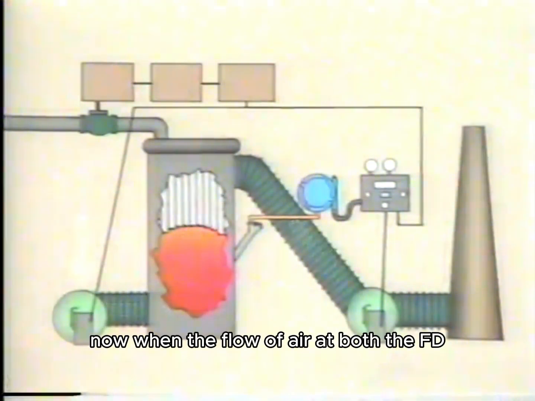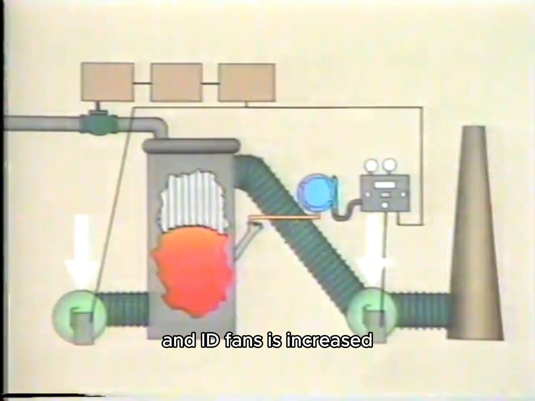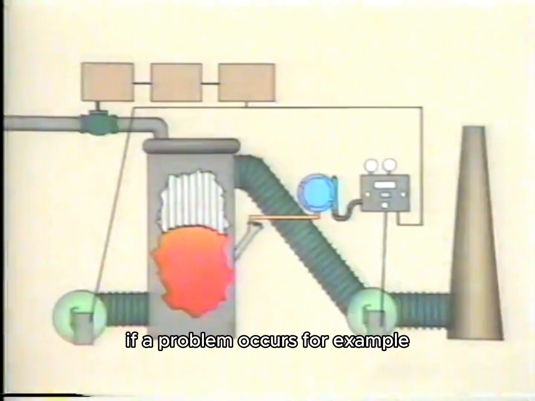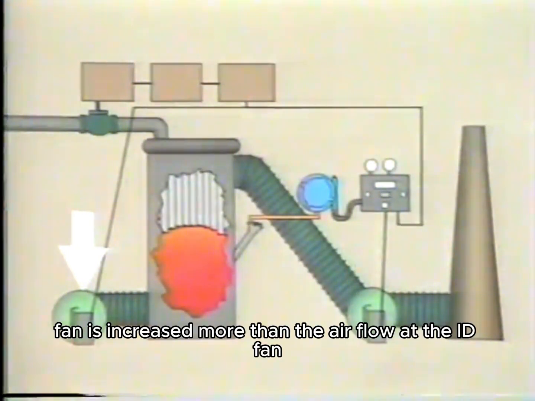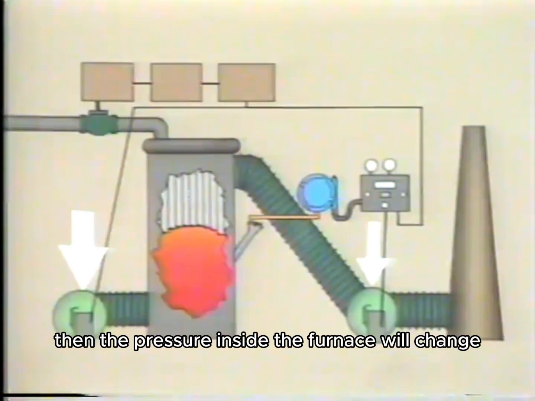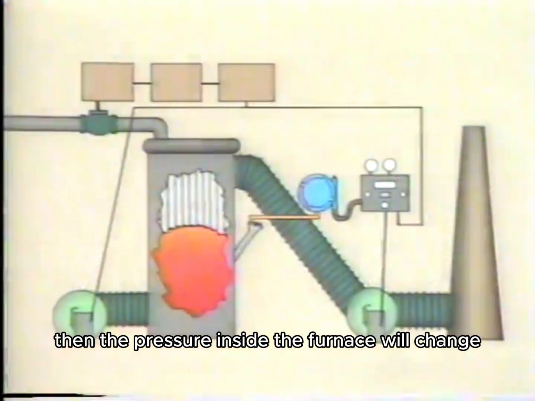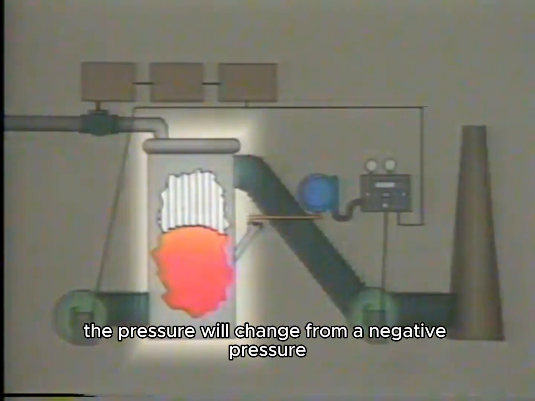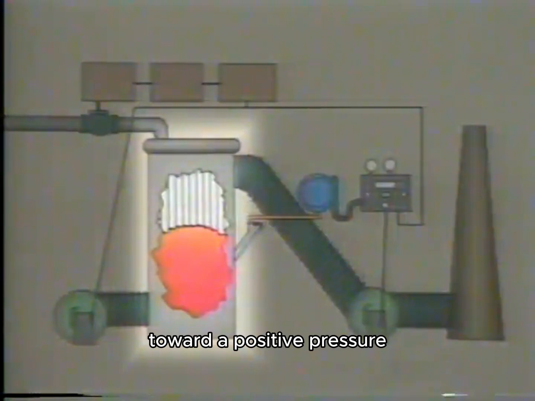Now, when the flow of air at both the FD and ID fans is increased, they should both be increased the same amount. If a problem occurs, for example, airflow at the FD fan is increased more than the airflow at the ID fan, then the pressure inside the furnace will change. In this example, the pressure will change from a negative pressure toward a positive pressure.